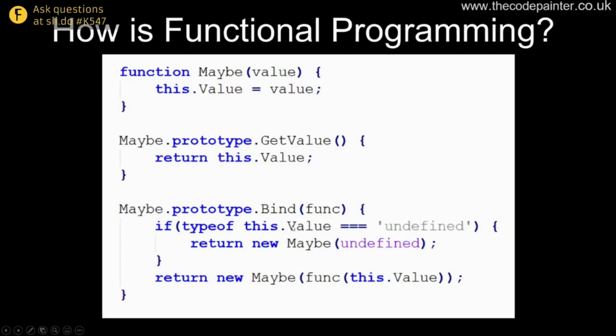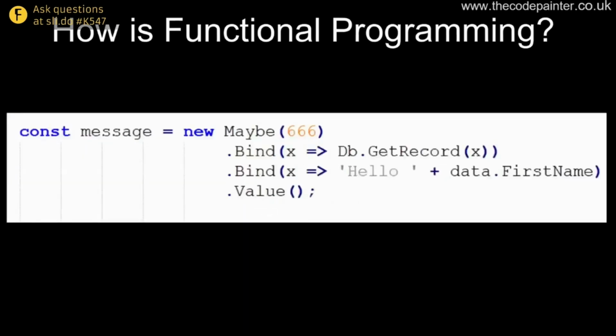And what we do is we check whether this value is actually defined or not. If it's not defined, we will not execute the function. We'll just return another maybe with undefined contained within it. Otherwise, we'll return a new maybe, and this time we will execute func, whatever this is, with the value from inside our box popped into that.